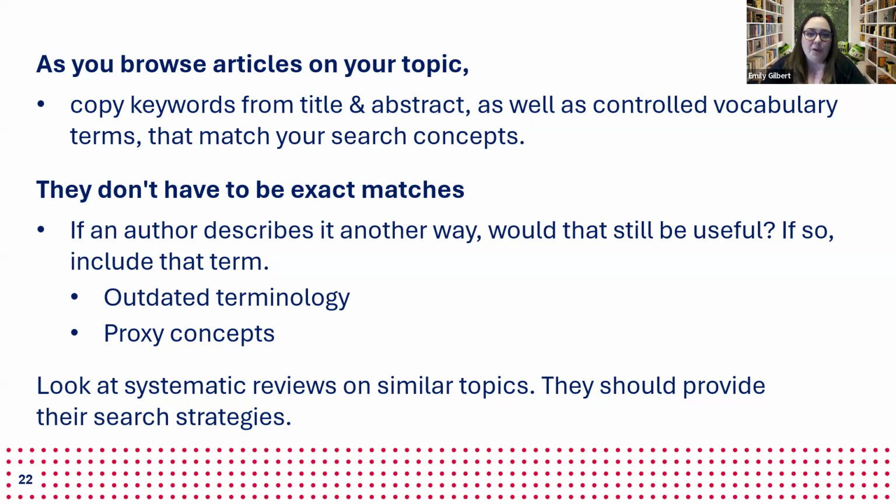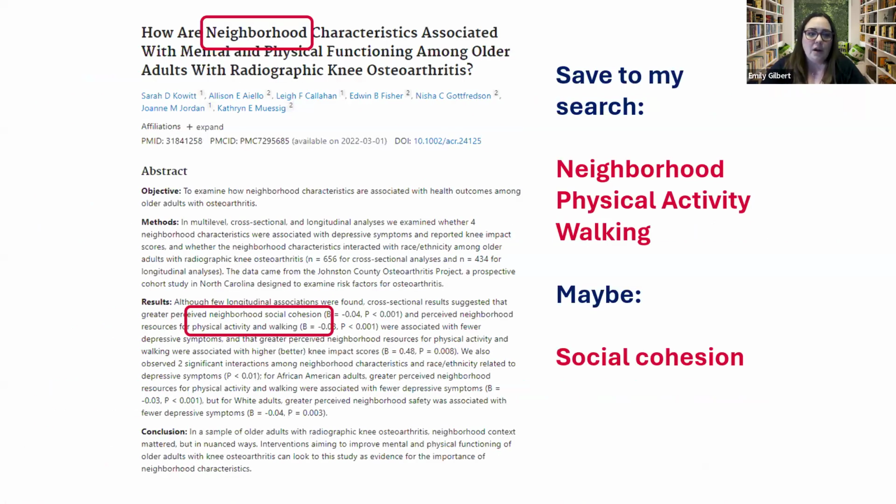So here's an example of another article, rather, the same article, that doesn't have anything about social determinants of health in the title or abstract. But here are some examples of terms we might want to harvest from here: neighborhood, physical activity, walking, maybe even social cohesion, depending on what specifically you are looking for.